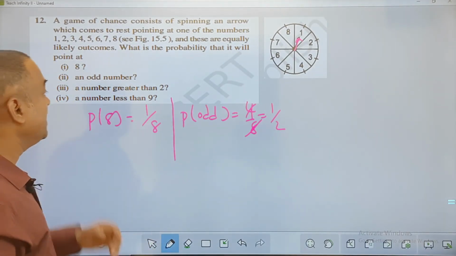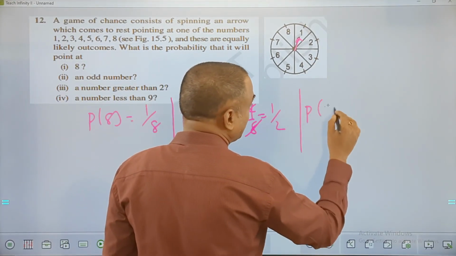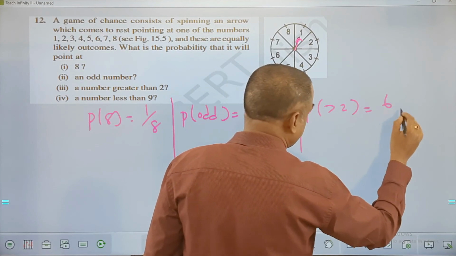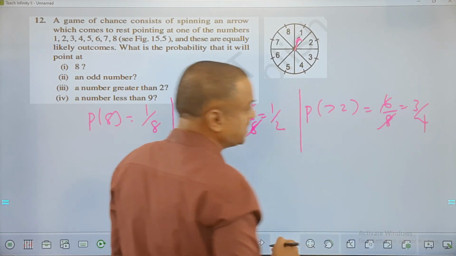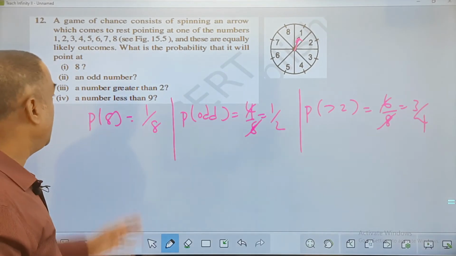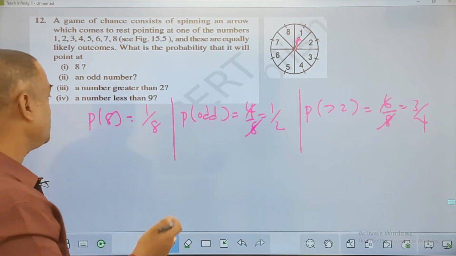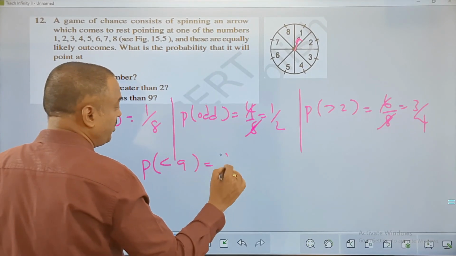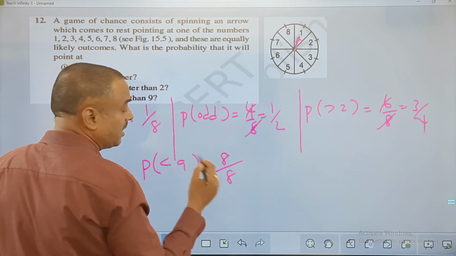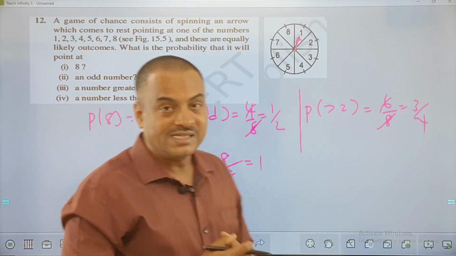Next one, getting a number greater than 2. How many numbers are greater than 2, my friend? Getting greater than 2 is 6 out of 8, which is 3 by 4. And lastly, a number less than 9. All the numbers are less than 9, so it is a certain event. 8 out of 8 are less than 9, and that gives you 1. So practice this.